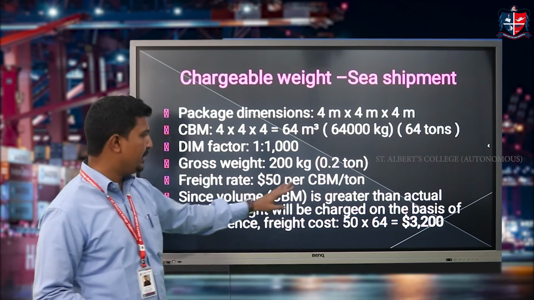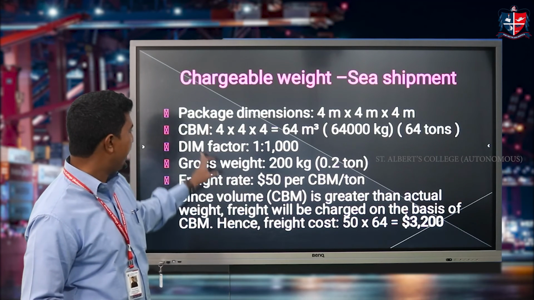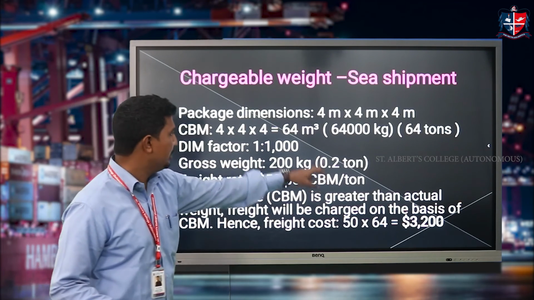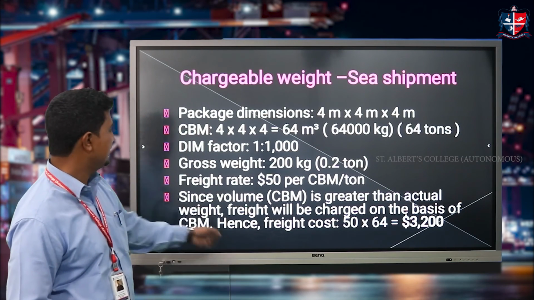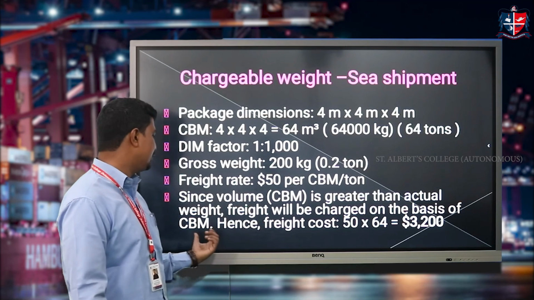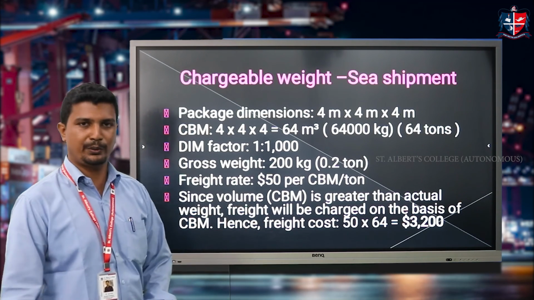The freight rate is 50 per CBM. When we compare the gross weight and the CBM, the gross weight is 0.2 and the CBM is 64. So it's a volumetric cargo. Since the volume CBM is greater than the actual weight, freight will be charged on the basis of CBM. Hence the freight cost will be 50 into 64, that is 3200.